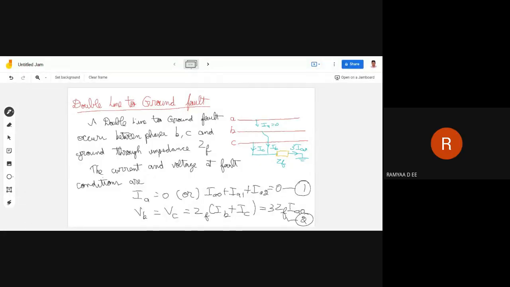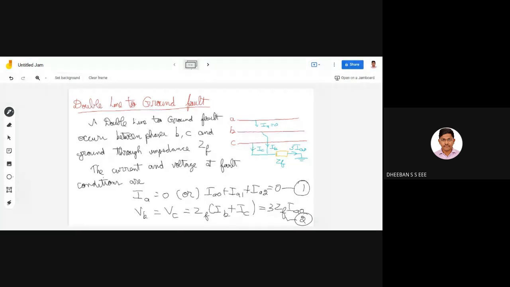Okay. So now we'll be moving towards your double line to ground fault, and this corresponds to the fault between two lines and then your ground. So your two lines are also involved with respect to your ground. Here you can see, first you have to draw this diagram.